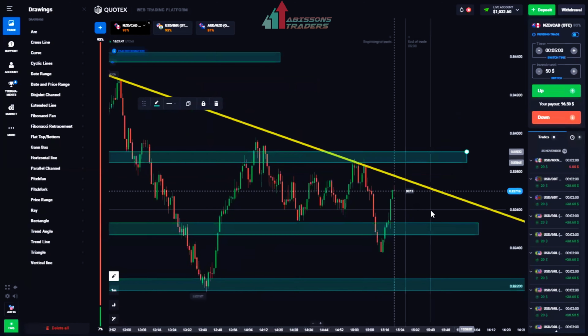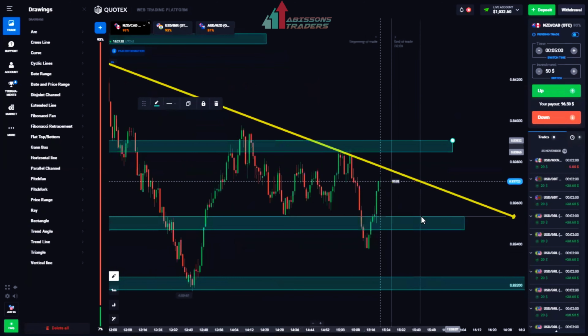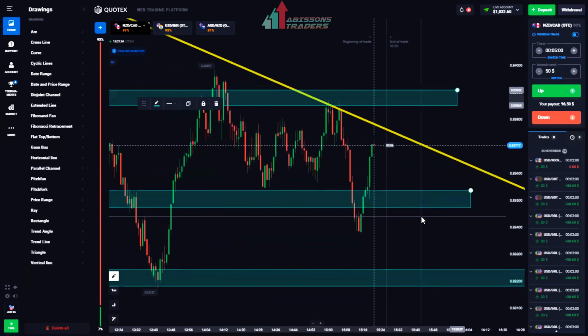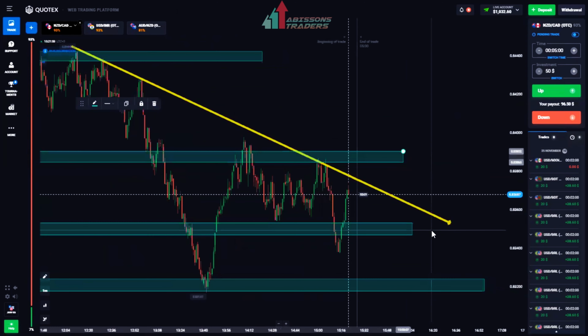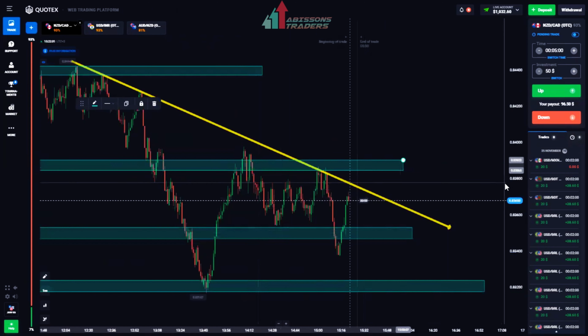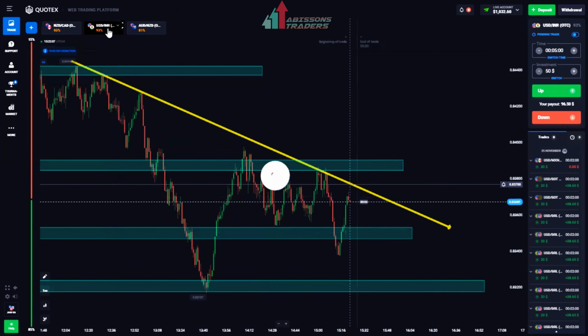Let's wait and see how they will react to this zone. So this is a good downtrend. Let me put a notification here so that when they reach there, we will get notified. So let's go to another.